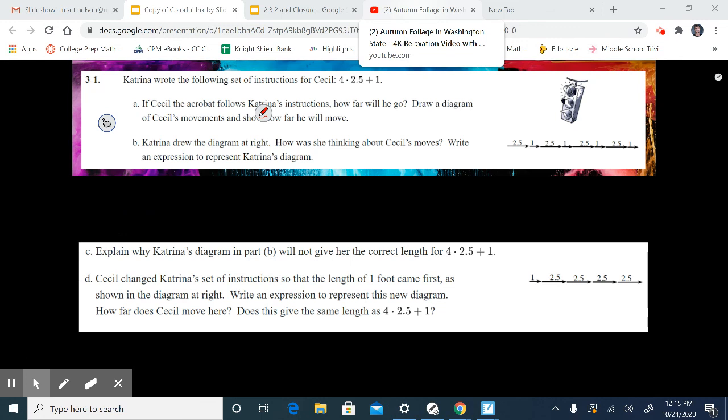All right, so here we have: Katrina wrote the following set of instructions for Cecil. 4 times 2.5 plus 1. Actually, you know what I'm going to do?